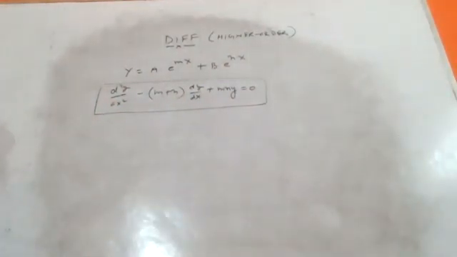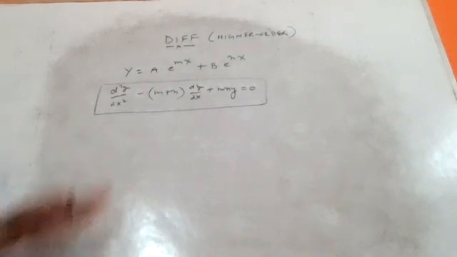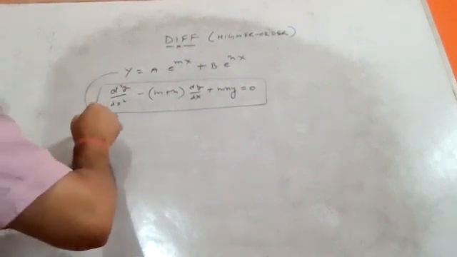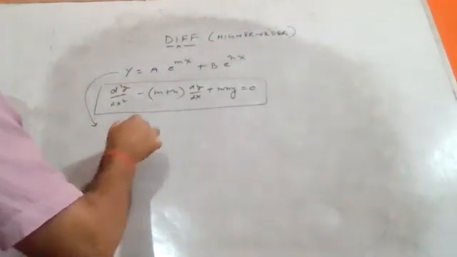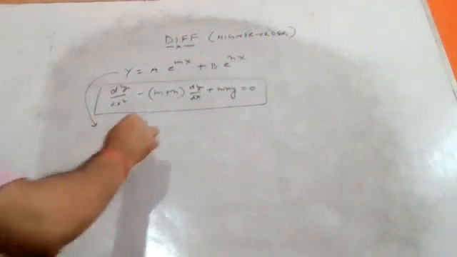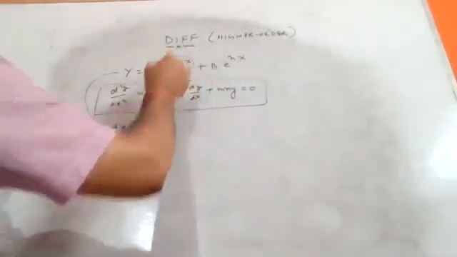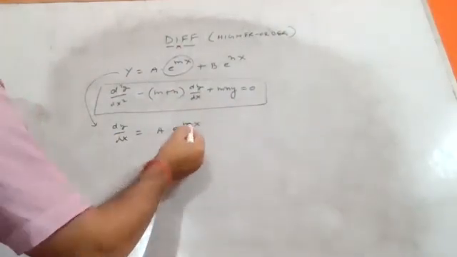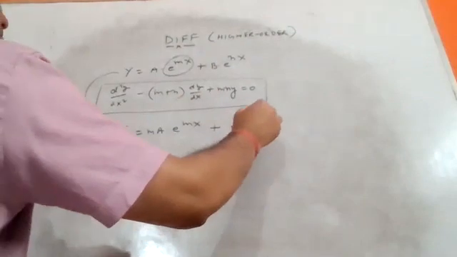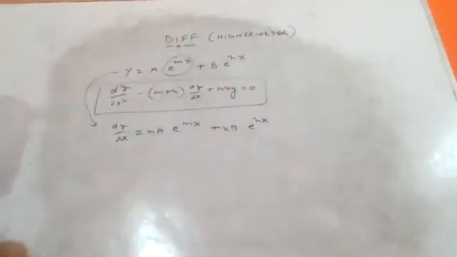Our question is y is equal to a e raised to power mx plus b into e raised to power nx. Show that this is equal to 0. First of all, we calculate the value of dy upon dx, that is the differentiation of y with respect to x. Then a is a constant multiplier, e raised to power mx, and the derivative of mx is m. Plus b, e raised to power nx into n. So this is your dy upon dx.